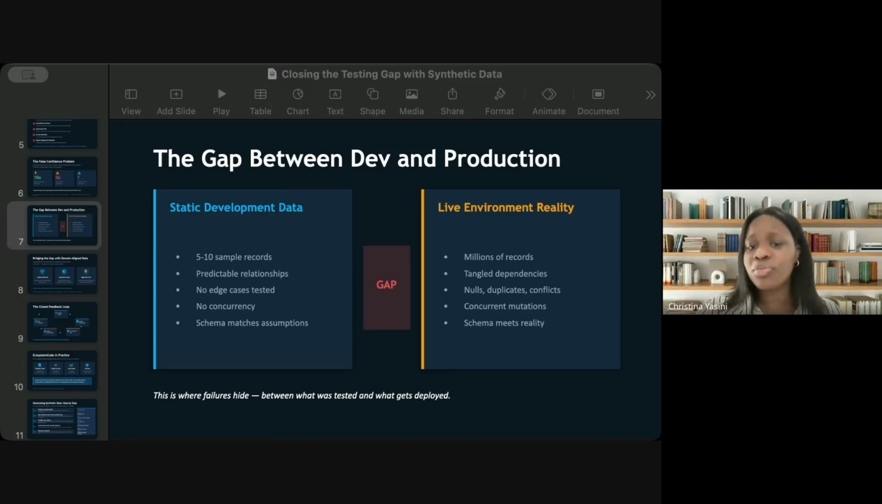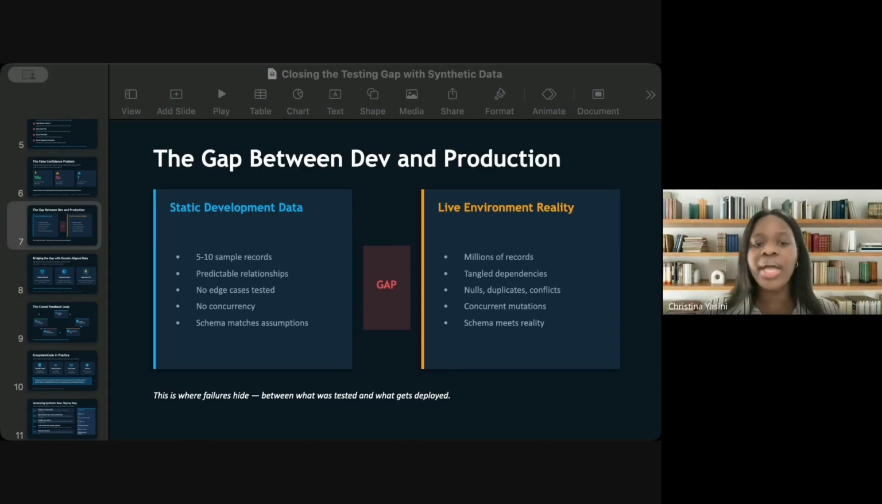You have millions of records, dependencies between entities that have accumulated over time in ways nobody designed explicitly. You have nulls where your code assumed values would exist. You have duplicates from import jobs, and you also have concurrent mutations where 2 users are modifying the same record at the same time. You have a schema that is now meeting reality, which means that it is meeting all of the conditions it was never tested against. And then you have the gap.